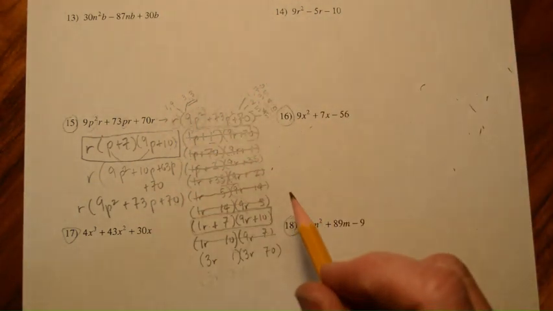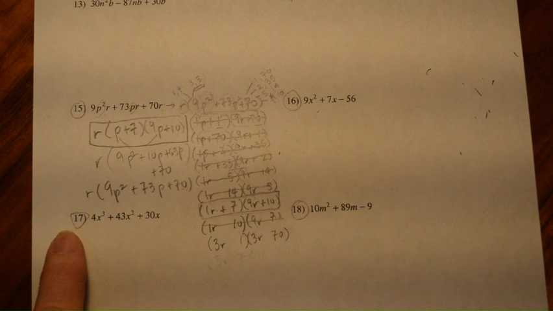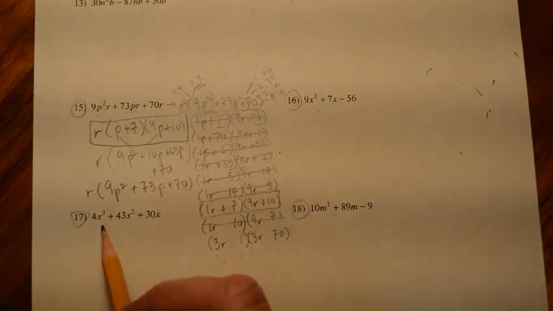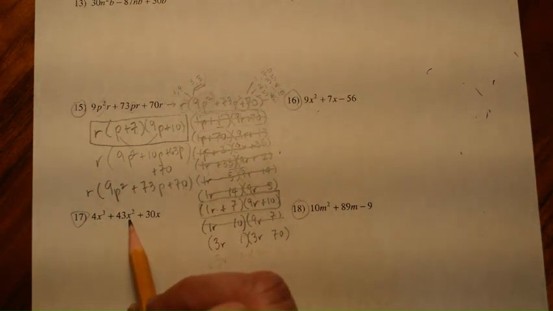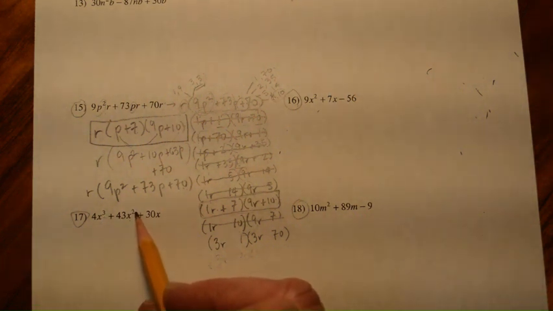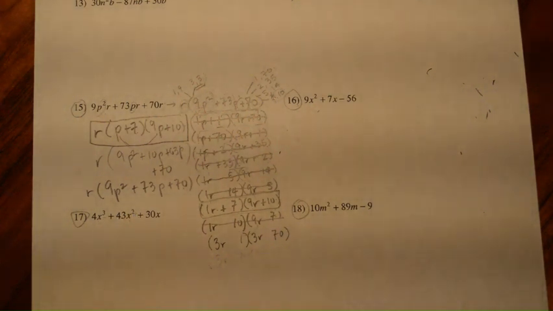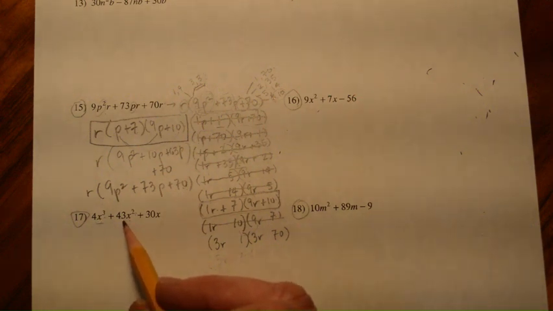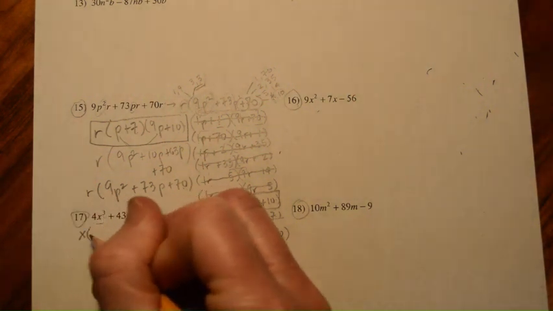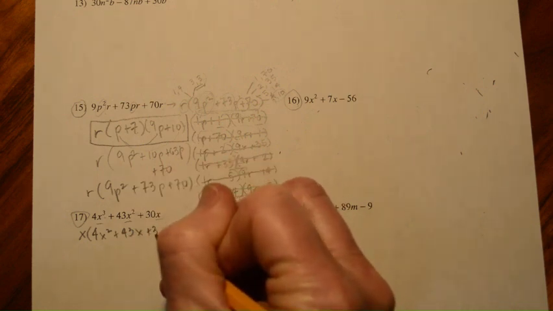All right, I'm going to come back to this one because it's a little bit nasty. So let's go to number 17. And again, let's notice that this is not a harder general trinomial as is, because x cubed is not twice the size of x squared. It's not that even multiple. But that's okay, because as I look at the terms, I do see that they all have an x. All right, so I'm going to pull that x out and get 4x squared plus 43x plus 30.